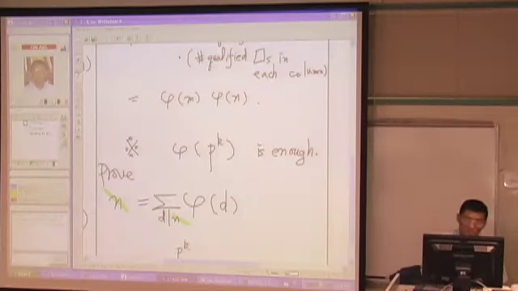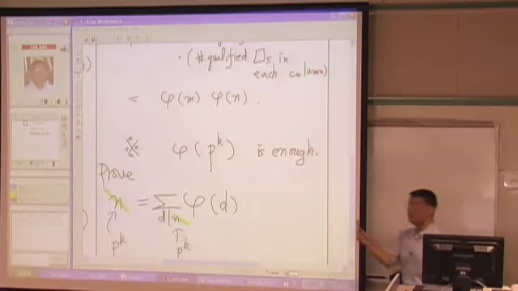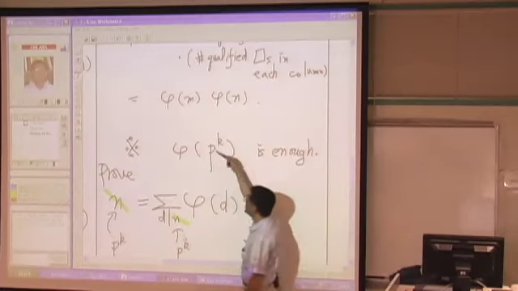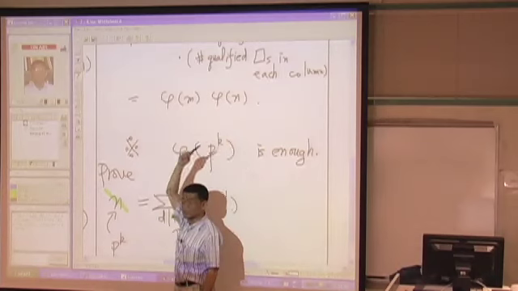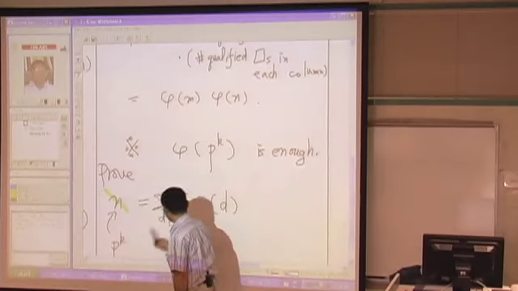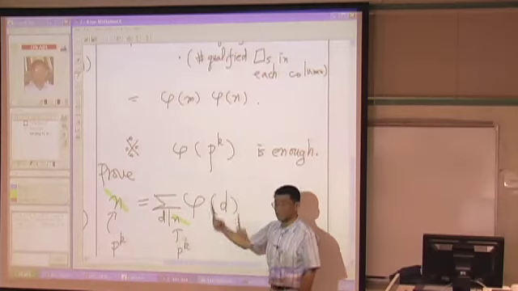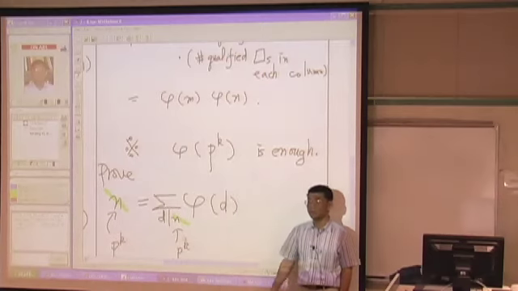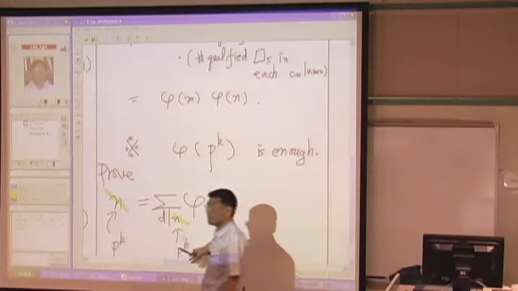And then you need to show it for p to the power of k. So all you need to do is this thing, and then mention this property. Because phi is multiplicative and phi of p^k equals the sum of this thing, it is true. Something like this is possible. I will show you this kind of thing in the future.